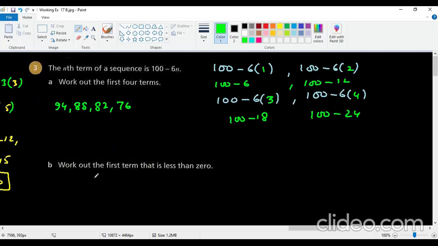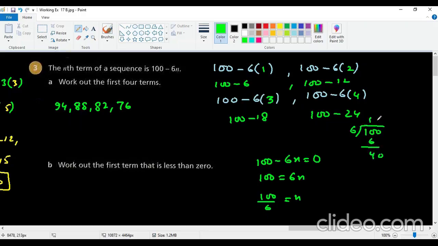Now this is tricky, but at the same time easy. Term rule is 100 minus 6n, and we need to find out if it equals 0. So let's go for 0 and see what it comes to. Now I am going to make 6n, and n equals 100 divided by 6. And 100 divided by 6 gives us 6 times 1 is 6, remaining 4. 6 times 7 is 42. So 6 times 6 is going to be 36. So stick to 16. 16 is the number.